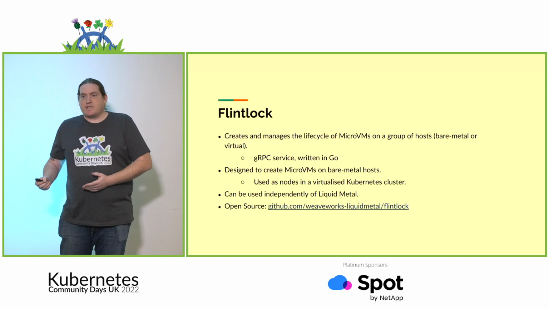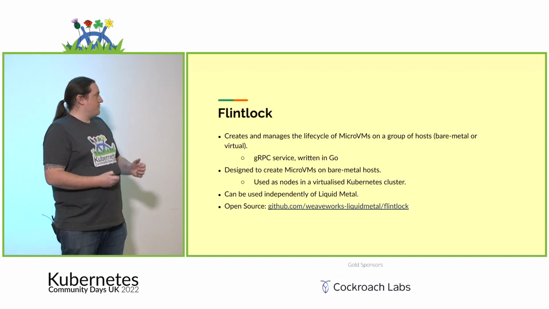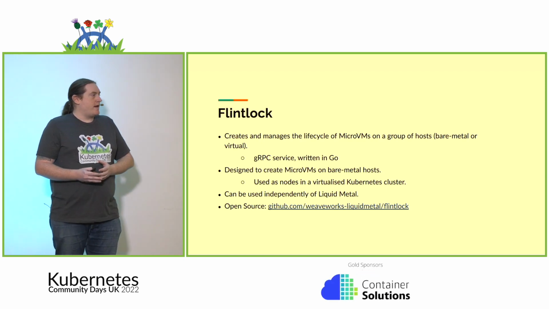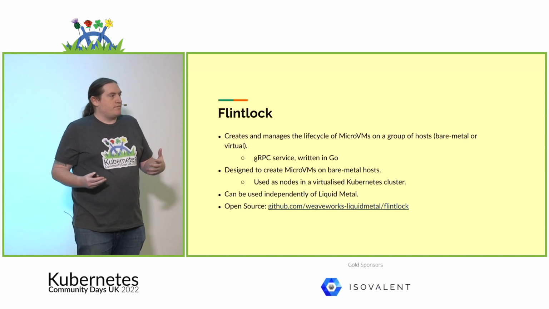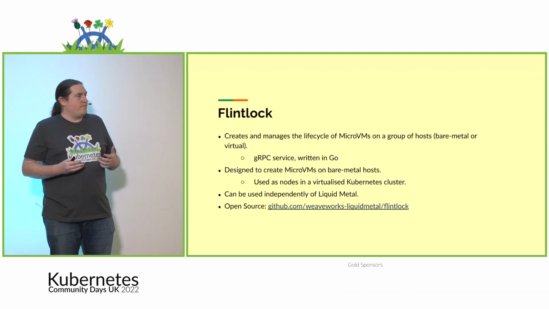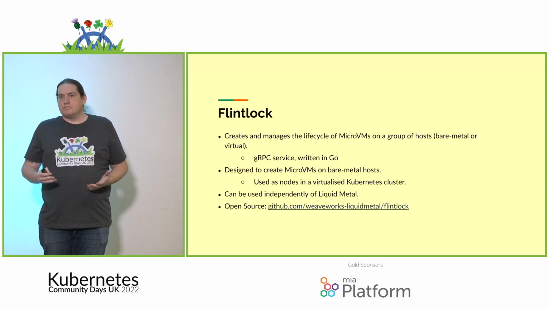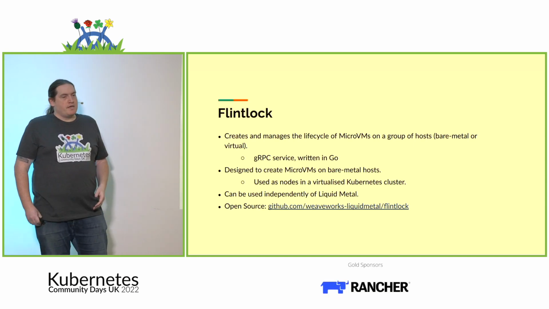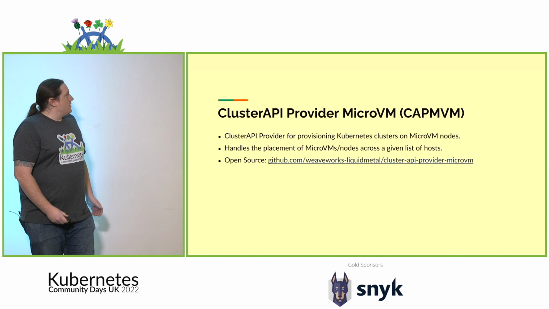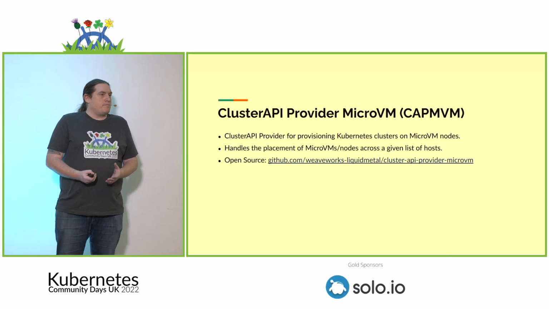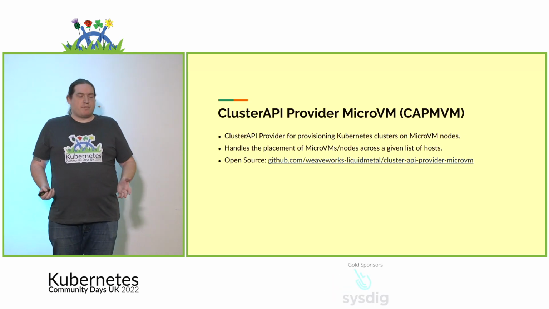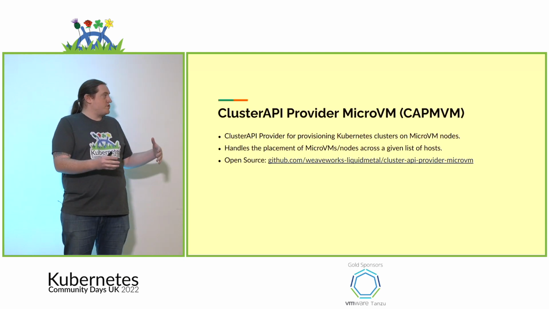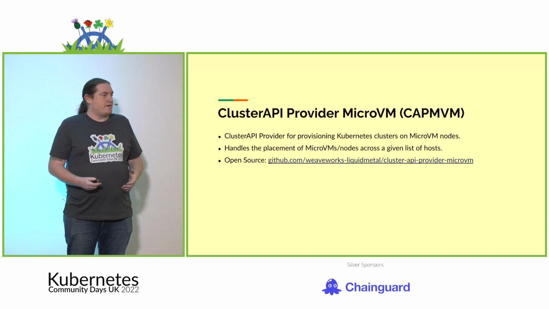So Flintlock is a service that we've built internally. It's open source. You can visit the GitHub link at the bottom there. It is a gRPC service written in Go and provides basically things necessary in order to manage MicroVMs on physical nodes. Whether those can themselves be VMs, or they can be bare metal servers. The cluster API provider MicroVM, or CapMVM as we call it, is a CAPI provider, also open source, and it handles the placement of those virtual machines across a given set of nodes, basically.